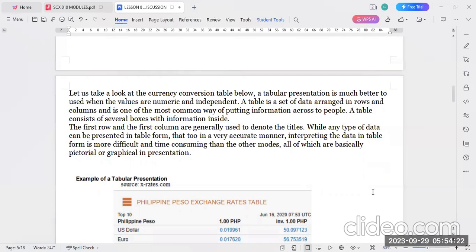Now, the first row and the first column are generally used to denote the titles. While any type of data can be presented in table form, and in a very accurate manner, interpreting the data in table form is more difficult and time-consuming than the other modes, all of which are basically pictorial or graphical in presentation.